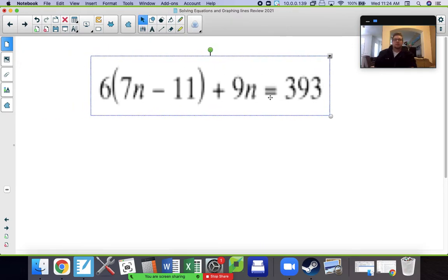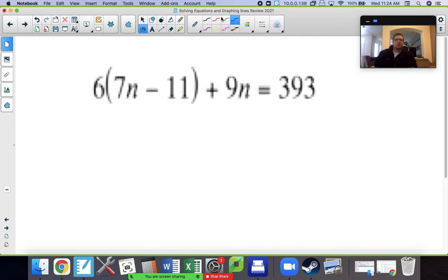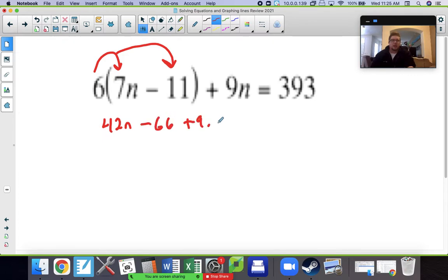Along the same lines of combining like terms, if we have distributive property, so I have these equal signs, I want to make sure I distribute the 6 first. 6 times 7 gives us 42n. 6 times negative 11 gives us negative 66. I still have the 9n, and I still have the 393 on this side.